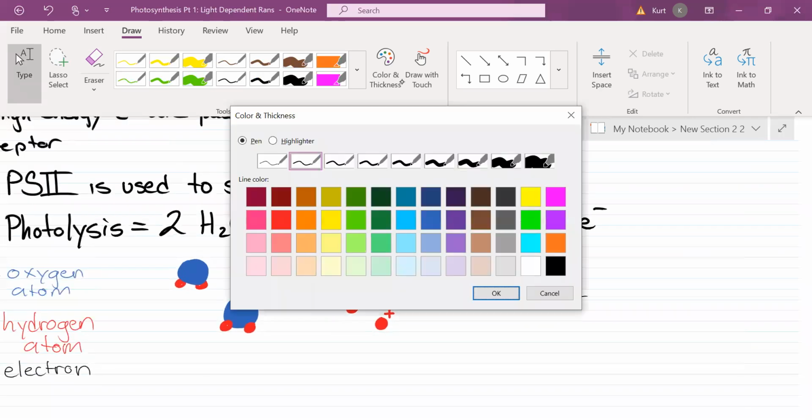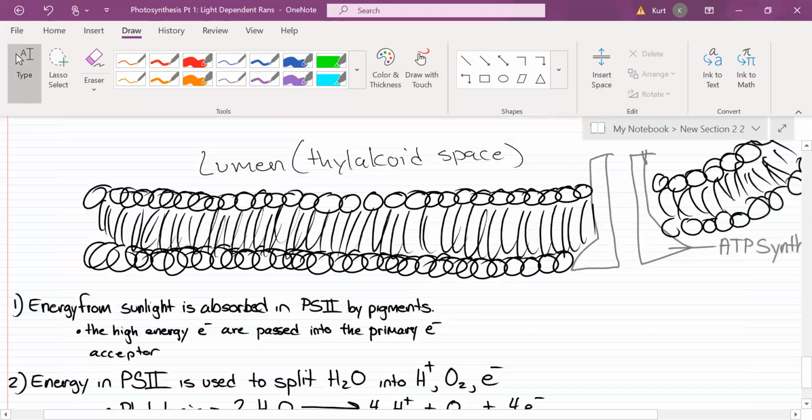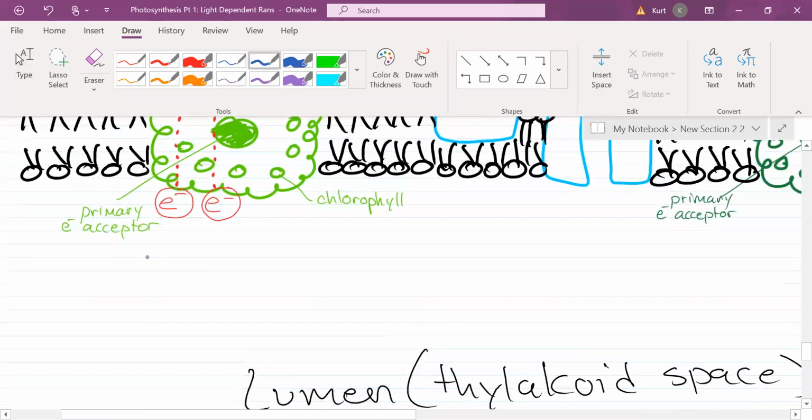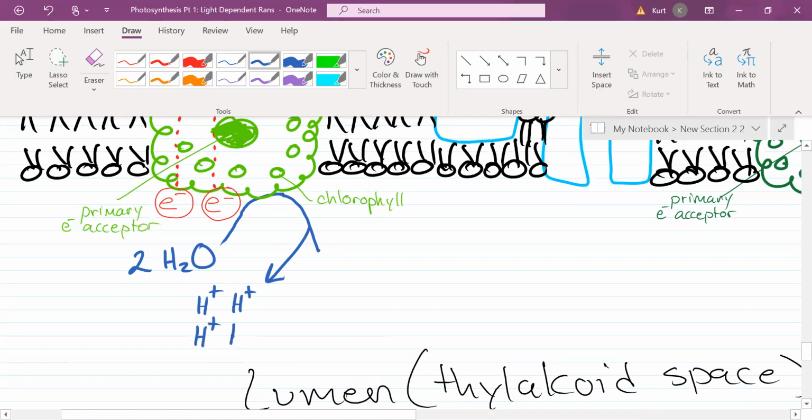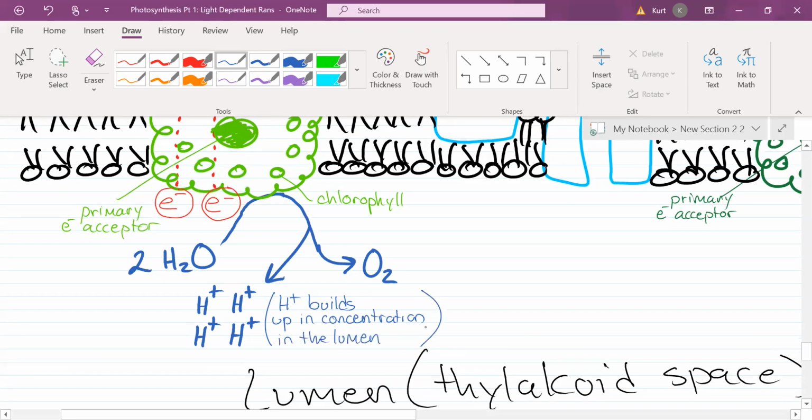All right, so let's draw this on your diagram. So you have two molecules of H2O. It's in the lumen. Plants have to have water. It is going to interact with photosystem two, mainly the antenna complex. And it is going to form 1, 2, 3, 4 ions of hydrogen and one molecule of oxygen. The plant is going to keep the hydrogen in the lumen. The amount of hydrogen continues to build up.